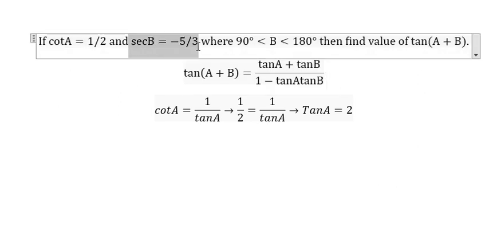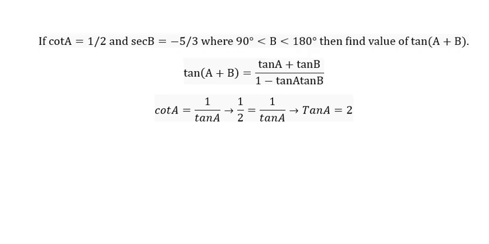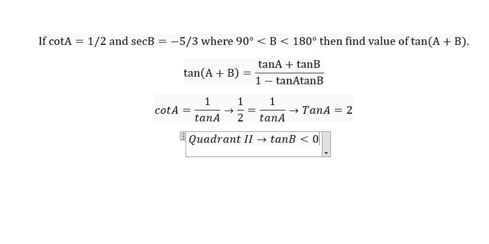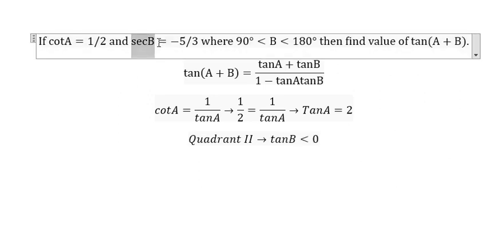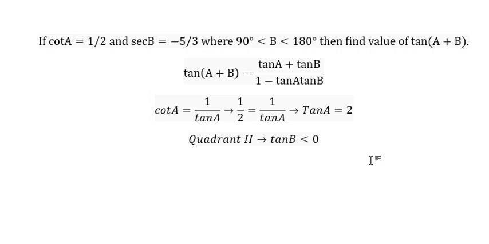Let's go find tan B. So we have this one in here, and this is in quadrant 2. So because it is in quadrant 2, we can know that the value of tan B should be negative. So we have secant of B and we have the formula in here.